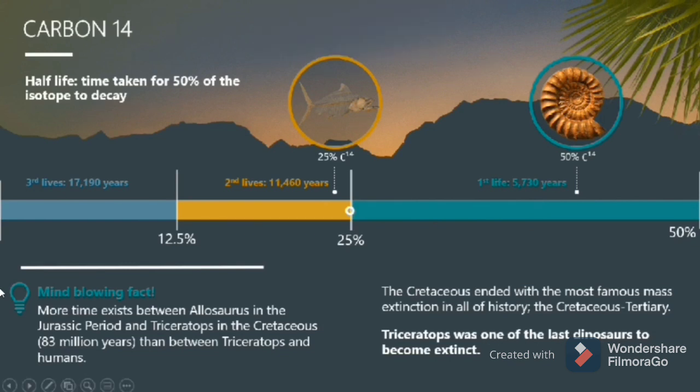Let's say the fossil is found at the first layer, which is the first life, it has 50% of carbon-14 and the age will be 5,730 years. If the fossil is found at the second layer, which is the second life, the age will be 11,460 years, which is 2 times 5,730. If it is found at the third layer, the age will be 17,190, by multiplying 3 with 5,730 years. This is how the calculation using carbon-14 determines the fossil age.